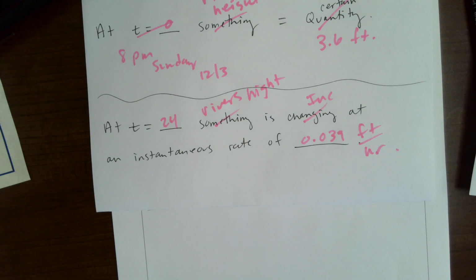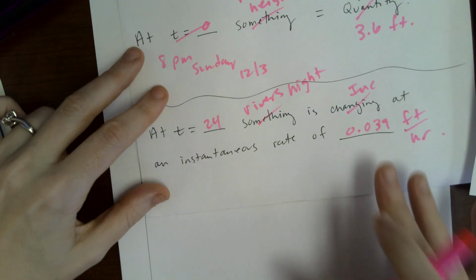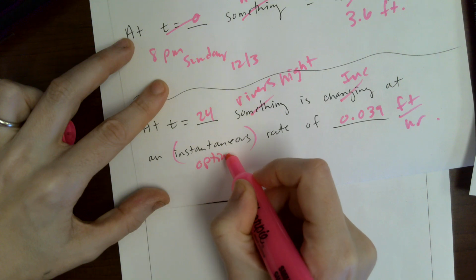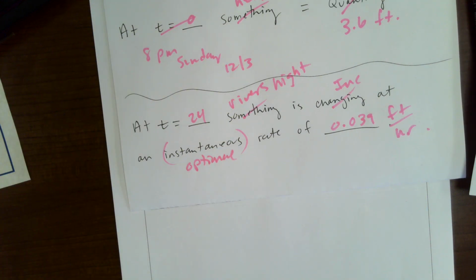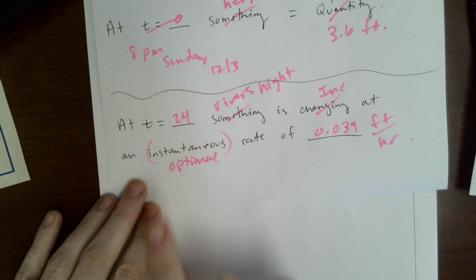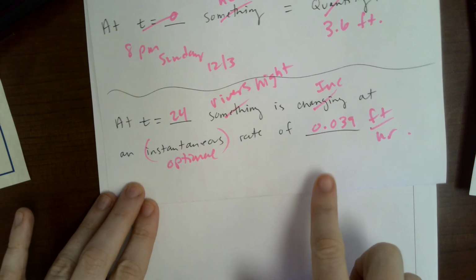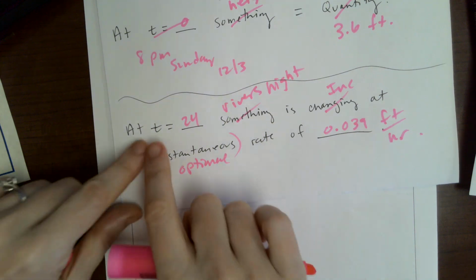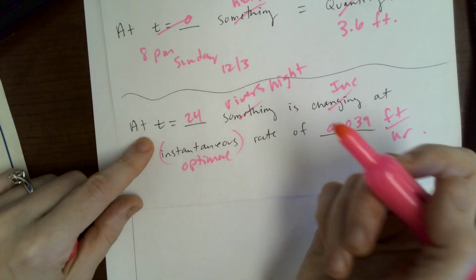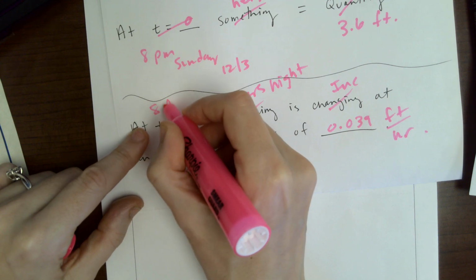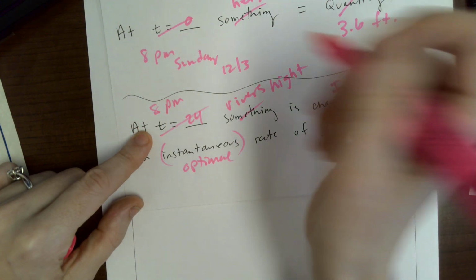feet per hour. Okay. Now, by the way, guys, saying instantaneous is optional. If you just say rate, they will assume instantaneous. It will be understood instantaneous. Average is not optional to write, but instantaneous is. Okay, and then I can make this more detailed at the beginning. At t equals 24 hours, so that would be 8 p.m. Monday.